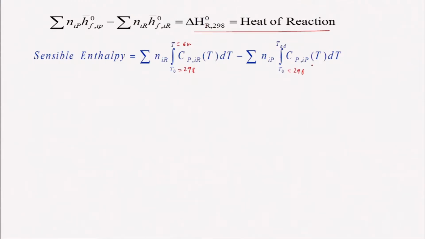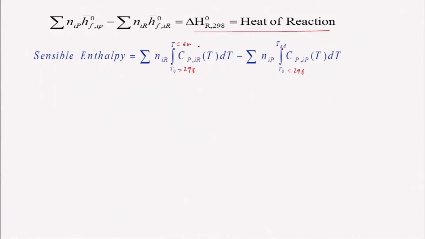That means this is a general equation which can be applied for anything. Suppose the reactant is coming at 298 Kelvin, what will happen to this term? This term will be 0, because it is integrated from 298 to 298. Whereas the product always has to go to a certain temperature, because no heat is going out of the system. Therefore, it has to go to the adiabatic temperature.